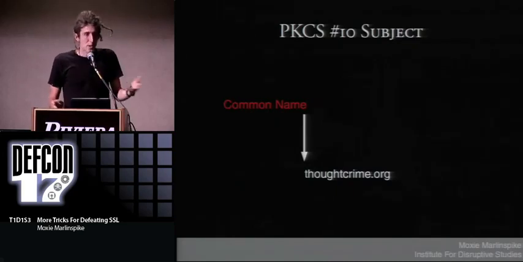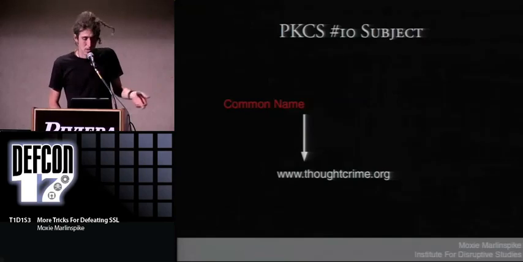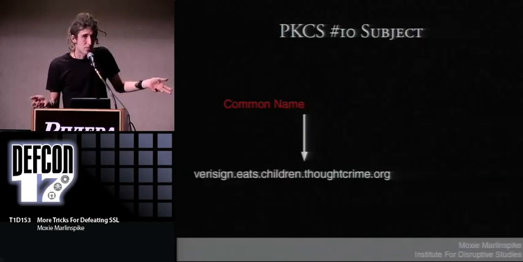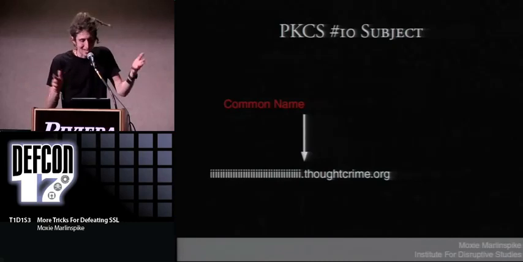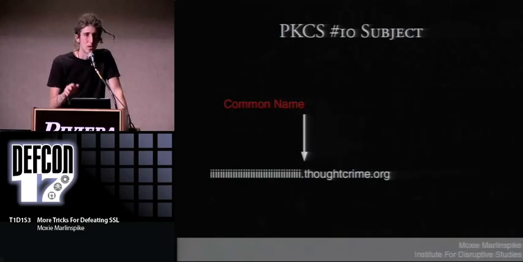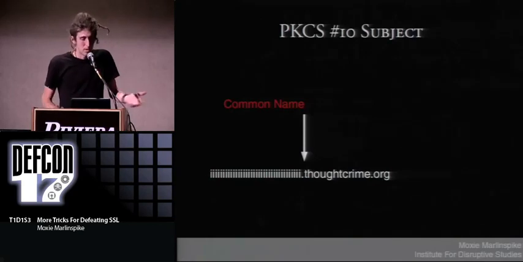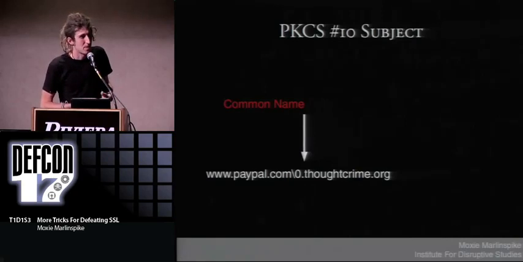And again, I can put whatever I want. I can get www.thoughtcrime.org. I can get verisigneedschildren.thoughtcrime.org. Even things that are just totally nonsensical. It doesn't have to exist. They don't care. They totally ignore it. I can put whatever I want in there, even www.paypal.com null character.thoughtcrime.org.